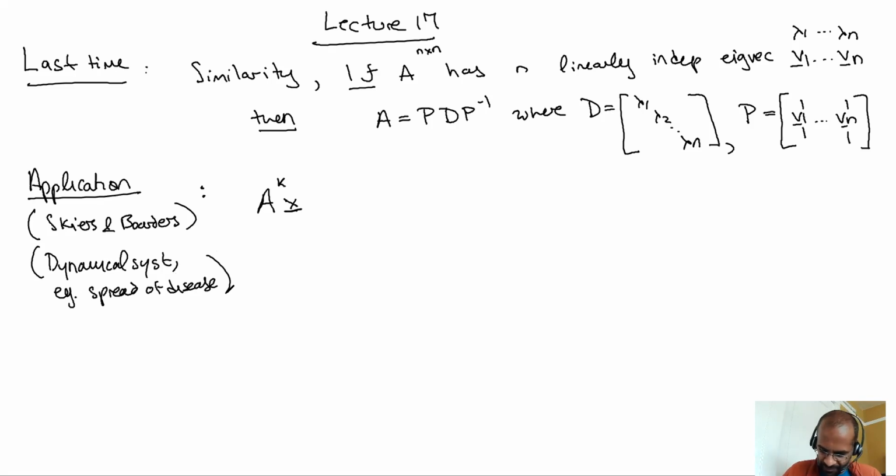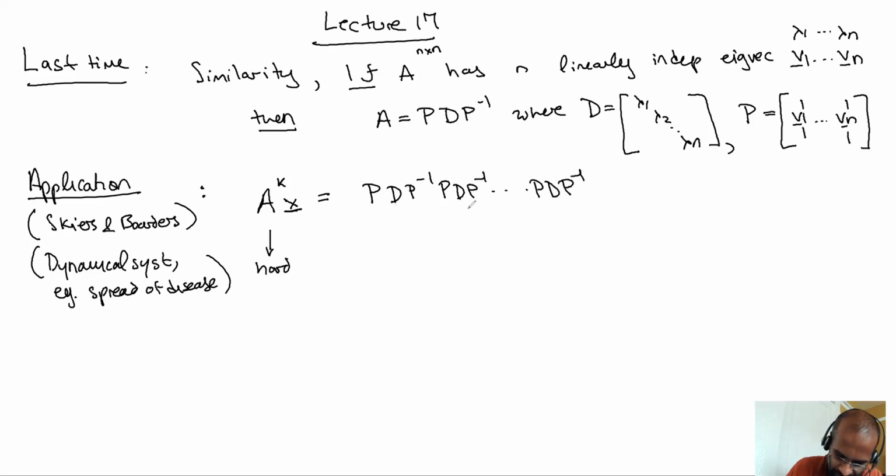But the point was that understanding the behavior of A to the k times x for large k is a hard problem, right? If I tell you k is like 10,000, then computing this or understanding what the pattern is may not be so clear. But if you can diagonalize A, then we saw that you can write this as PDP inverse to the k, PDP inverse k times, and then all the P's cancel, and this is just P times D to the k, P inverse. And this turned out to be an easy problem.